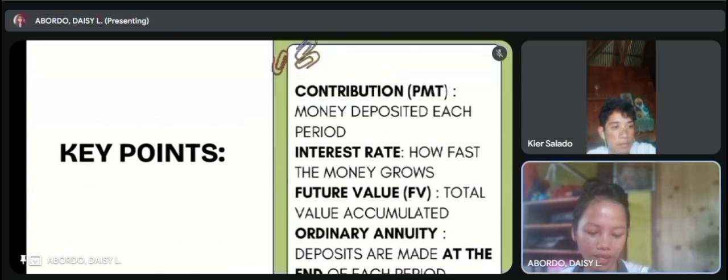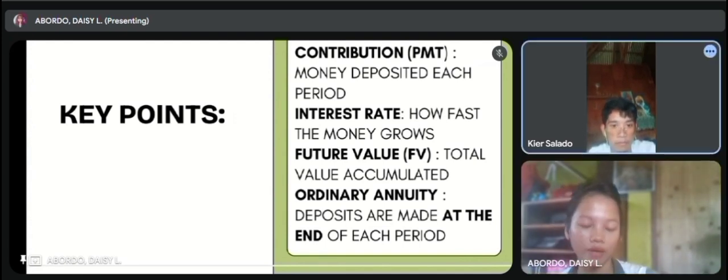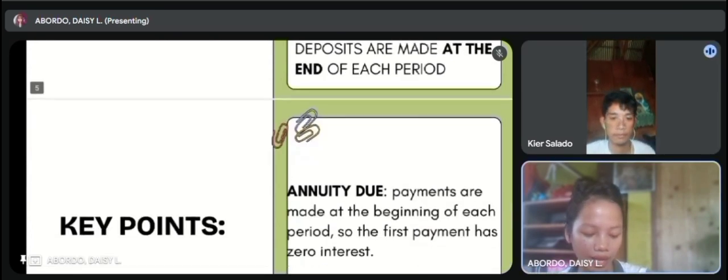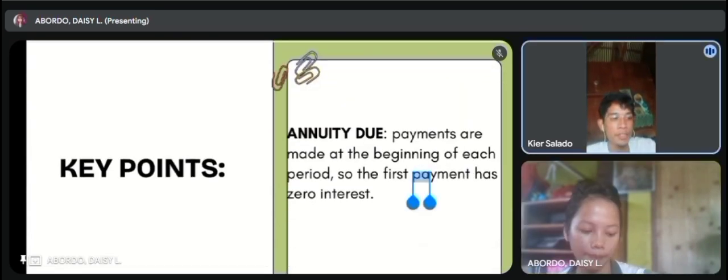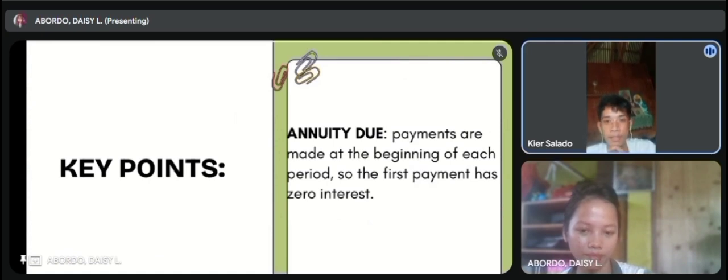And now, our key points. The contribution or the PMT is the money deposited each period. The interest rate is how fast the money grows, and the future value or the FV is the total value accumulated. Now, the ordinary annuity is where deposits are made at the end of each period. For an annuity due, payments are made at the beginning of each period. So the first payment has zero interest.